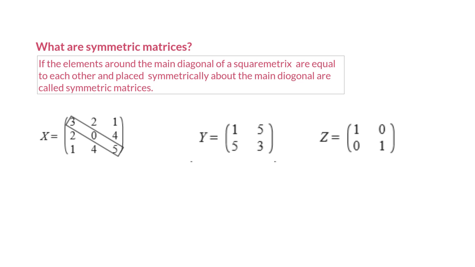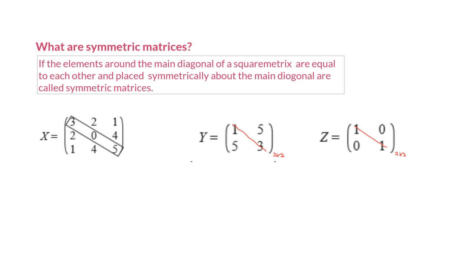Here Y is equal 1, 5, 5, 3. This is a 2 by 2 order square matrix. So if you draw a main diagonal here, you have 5 here and 5 here. So this is a symmetric matrix. And look at this one. This is the main diagonal. This is also 2 by 2. And you have zeros. Main diagonal is acting like a mirror line. This is also a symmetric matrix.